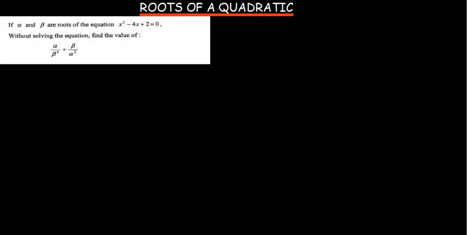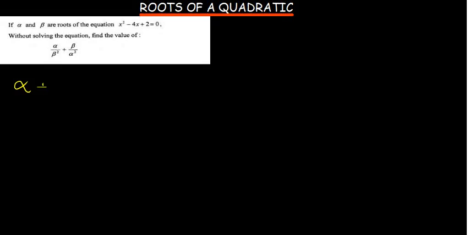Now the first thing that you always need to find is the sum, alpha plus beta. And you know that the sum is given by negative b over a. And so this is going to be negative. What is our b? Our b is negative 4, over a. We know a is 1. So this would basically be positive 4.